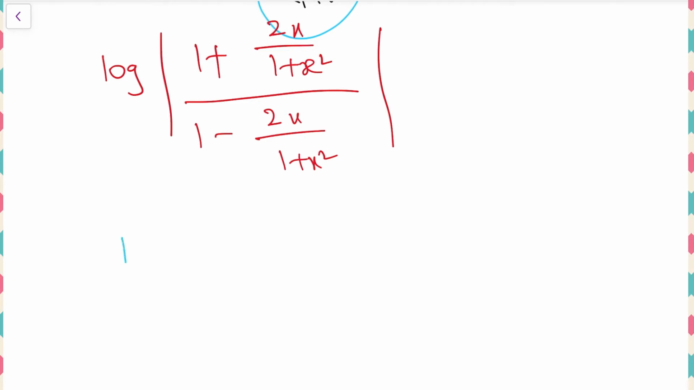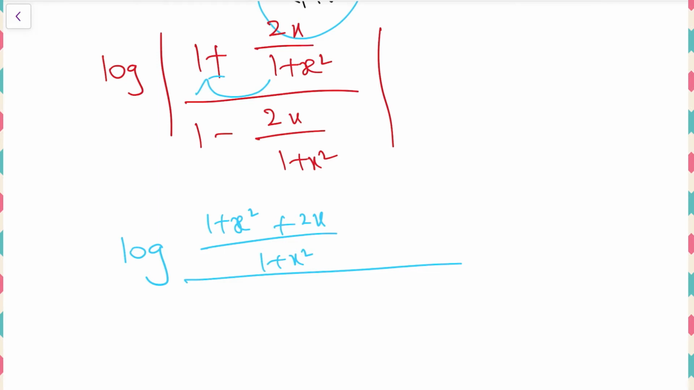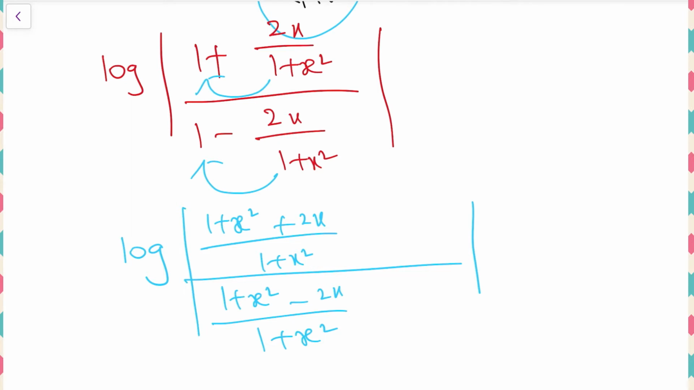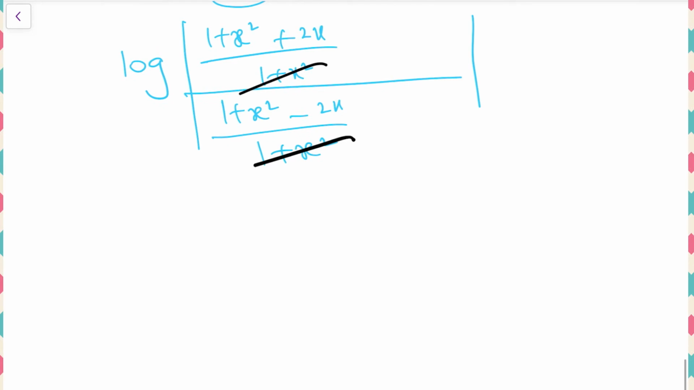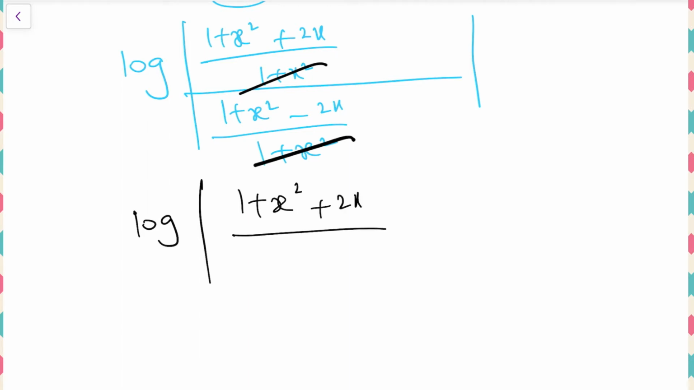Log as it is, 1 plus x square into (1 plus x square plus 2x) divided by 1 plus x square, whole divided by 1 plus x square into (1 plus x square minus 2x) divided by 1 plus x square. Here 1 plus x square in both will get cancelled. Then we remain with log modulus of (1 plus x square plus 2x) divided by (1 plus x square minus 2x).